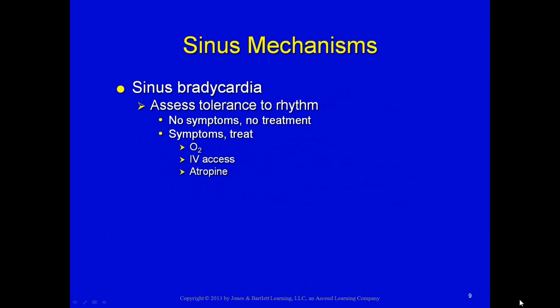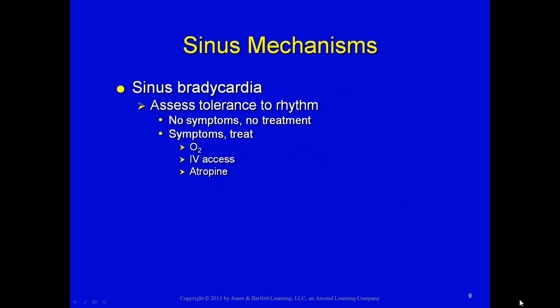However, if there are symptoms, and the symptoms that we look for are things like chest pain, things like a drop in blood pressure, things like pale, sweaty, altered level of consciousness, those sort of things would be symptoms. And if they are symptomatic, we need to treat it by increasing the heart rate. And there's a variety of ways that we can do that depending on what's causing the heart rate to be slow. Here they list certainly oxygen.